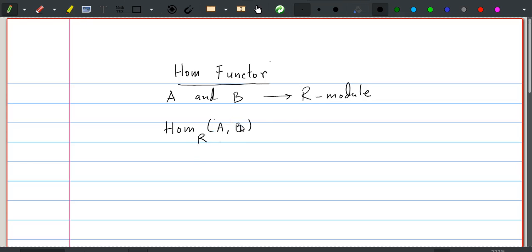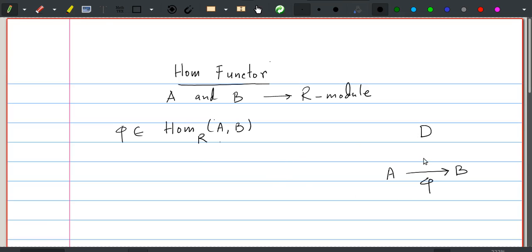Now we want to see how this module changes when either of the modules A or B is fixed and the other changes. So let us consider a module D. Suppose phi belongs to Hom AB, I mean phi is a module homomorphism from A into B. So here we have A and B, and this is the module homomorphism phi. Now this D is any R module.